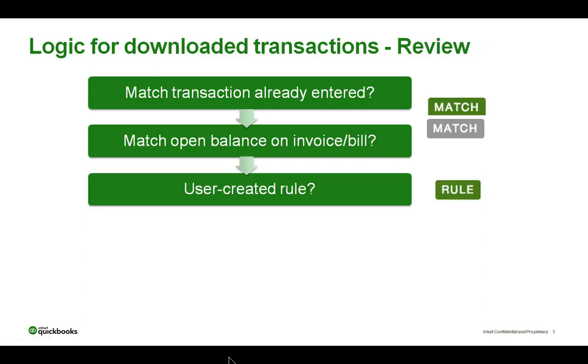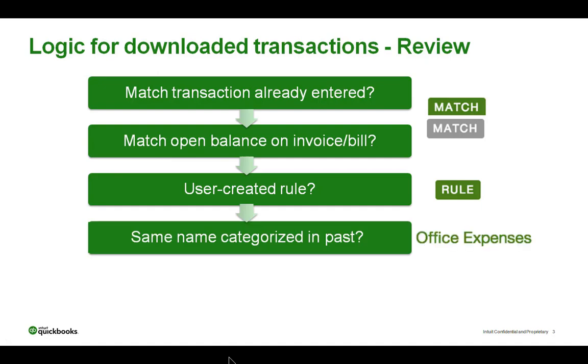User-created rule. QuickBooks will look for any rules that you set up in QuickBooks to automate the bookkeeping. We'll review how to set up rules shortly. Same name used in the past. As you begin categorizing transactions, QuickBooks learns how you categorize. Based on what it's learned from your past transactions, it will make suggestions about how to categorize each transaction. These suggestions are based in green text in the banking window.